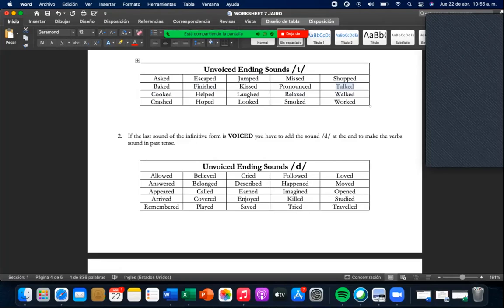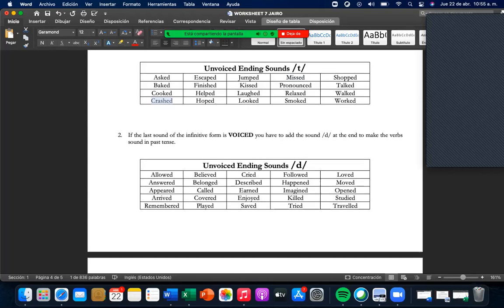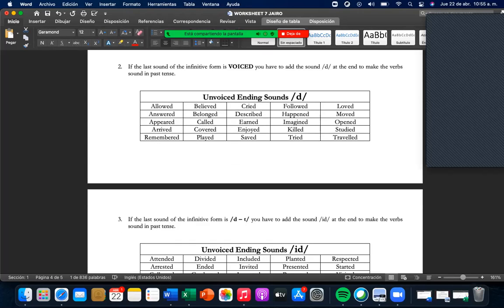Talked. Miren que acá, chicos, en talk y walk, esa L es totalmente muda, ¿sí? Es un error decir talk o walk, sino que decimos walked, talked, ¿ok? Missed. Crushed. Okay, case number 2, allowed.